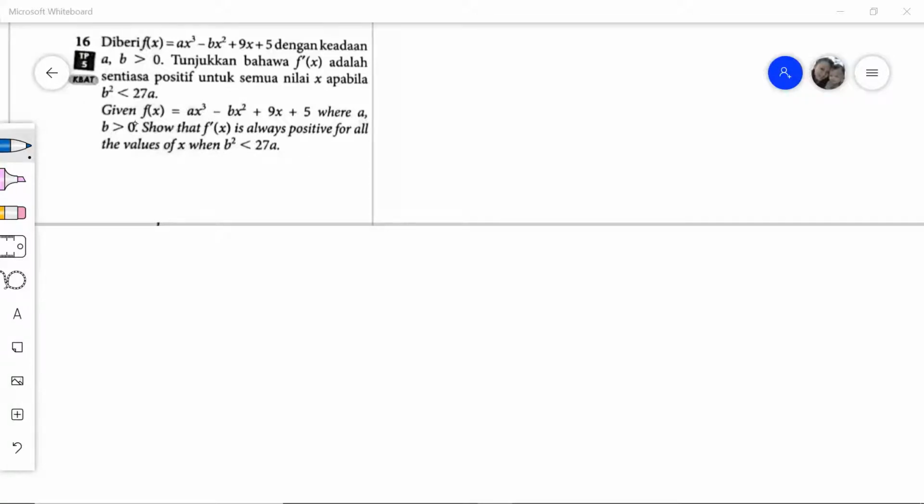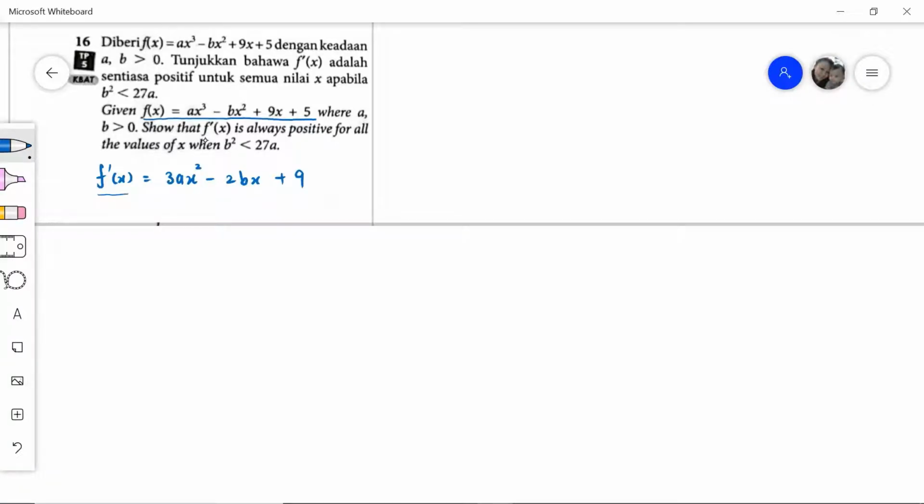Since they want us to show that f prime x is always positive, let's differentiate the function f first. From f(x) equals ax cubed minus bx squared plus 9x plus 5, we get f prime x to be 3ax squared minus 2bx plus 9. Now, how do we prove that this function is always positive?